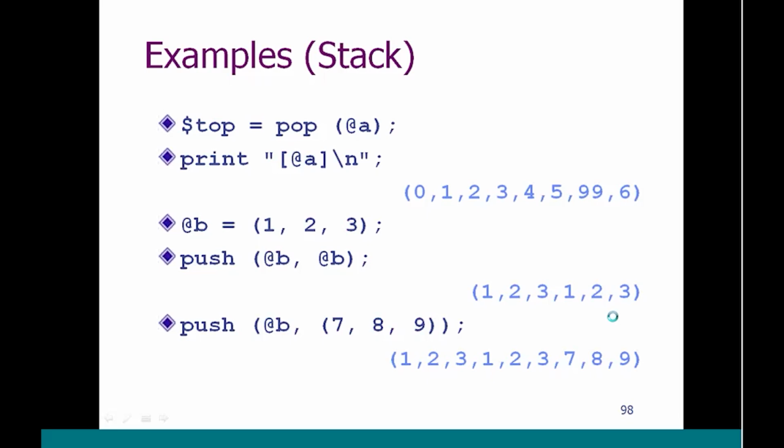Now let's continue with the same example and move into the pop section. We assign $top to pop @A. So when we try to print @A, it gives 0 1 2 3 4 5 99 and then 6.